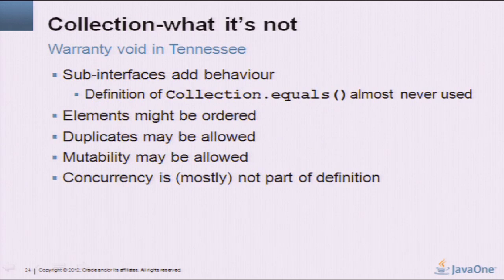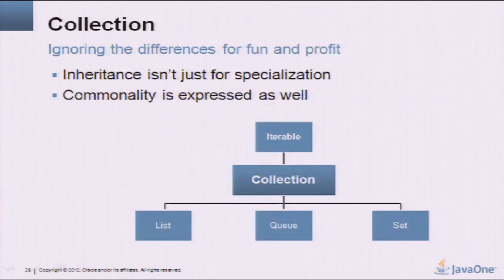So if you've got a collection and it's got a fairly limited set of operations, one of the key things about collection is that it's not defined by what it does, but it is a bit defined by what it doesn't. It doesn't say anything about ordering. It doesn't say anything about duplicates. It doesn't really say anything about mutability. And there's nothing really said about concurrency either. All of those decisions are in fact left to the sub-implementations.